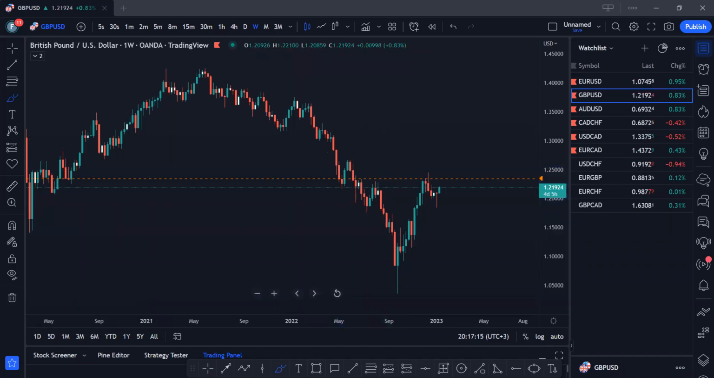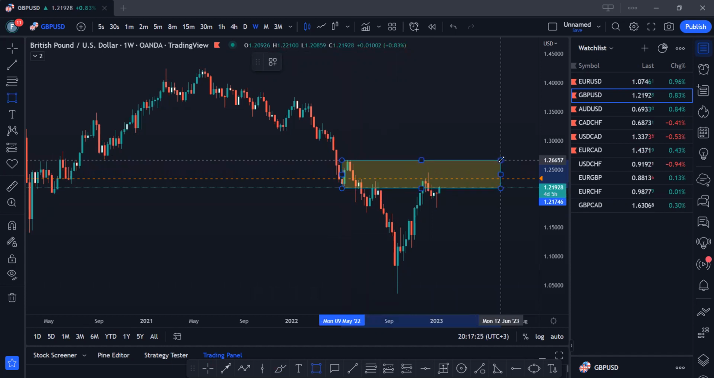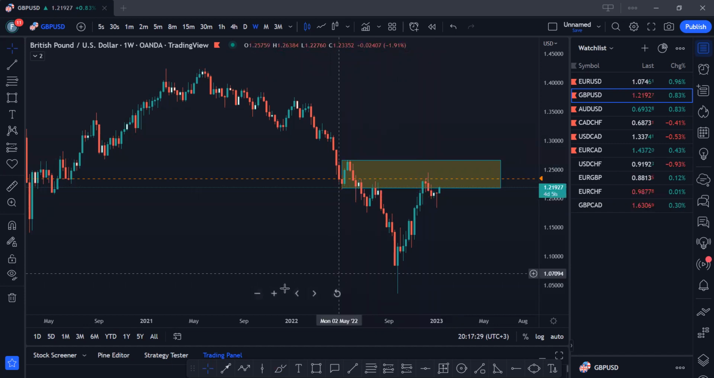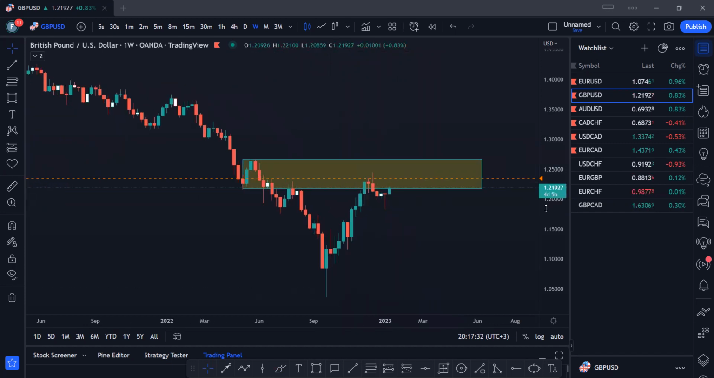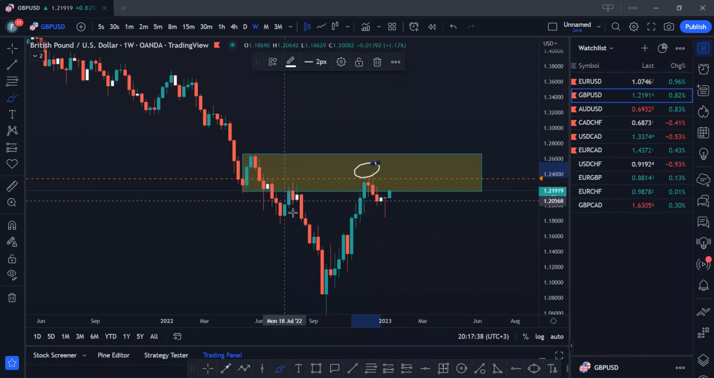Let me draw that appropriately. This is where price is reacting right now. There's a range of supply here, this liquidity that was grabbed here. This supply range right now. So price is in the supply range over here, and this is the weekly time frame.